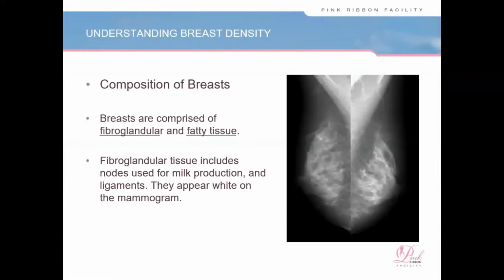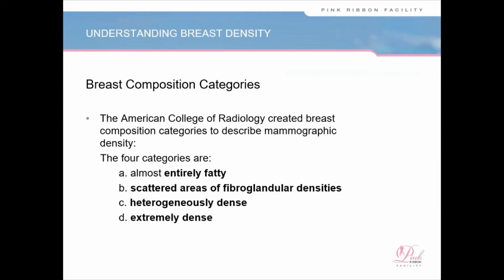Understanding breast density. The breasts are mainly comprised of fibroglandular and fatty tissue. Fibroglandular tissue includes nodes used for milk production and ligaments. They appear white on the mammogram. The American College of Radiology created breast composition categories to describe mammographic densities. The 4 categories are almost entirely fatty, scattered areas of fibroglandular densities, heterogeneously dense, and extremely dense.